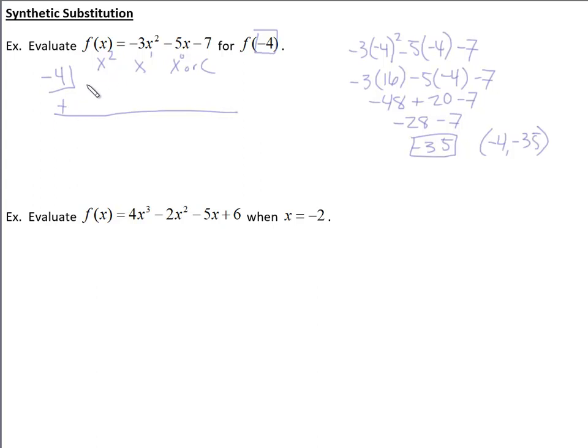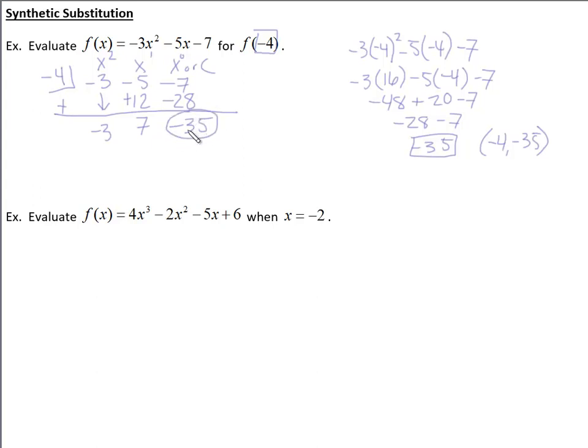Okay, so my coefficients are negative 3, negative 5, and negative 7. So we'll drop down our first one, negative 3 times the number in the box, negative 4, makes positive 12. When I add these, we end up with positive 7. 7 times the number in the box, negative 4, is negative 28. When I add those together, I get negative 35.